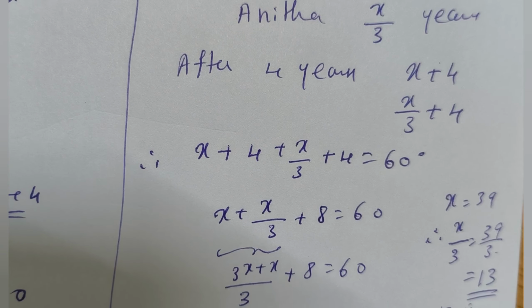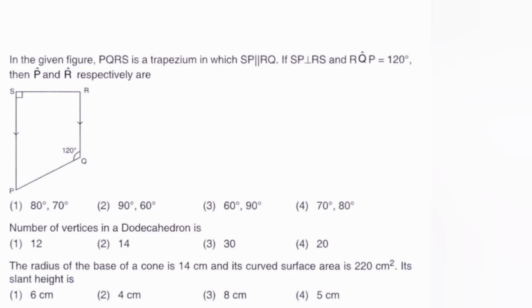In the given figure, PQRS is a trapezium in which SP is parallel to RQ. If SP is perpendicular to RS and angle RQP is 120 degrees, then angles P and R respectively are. So we have to find angle P and angle R.